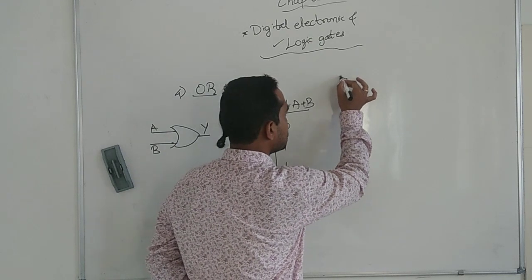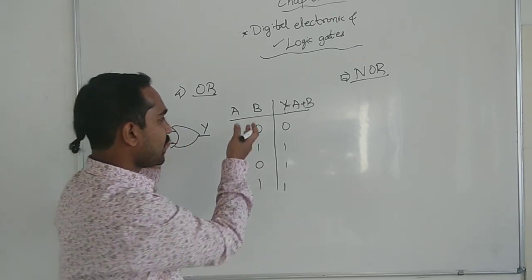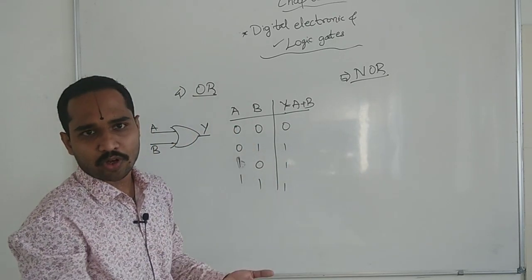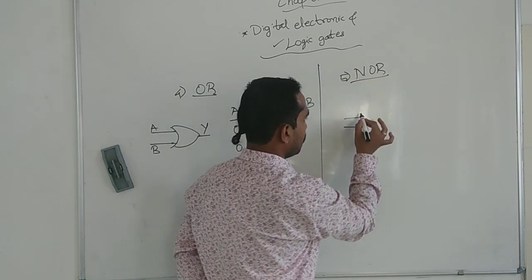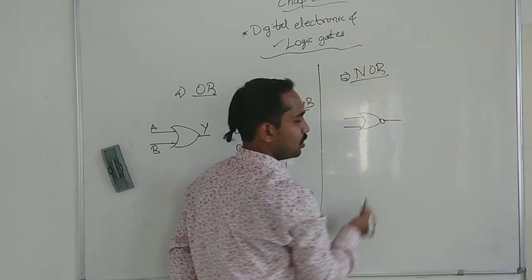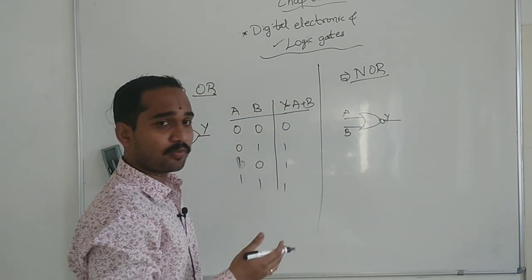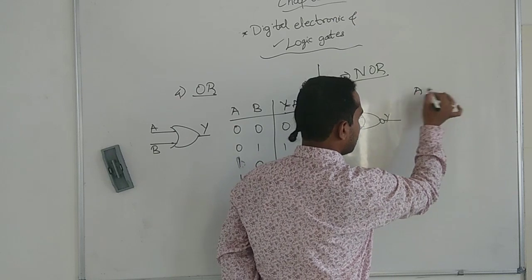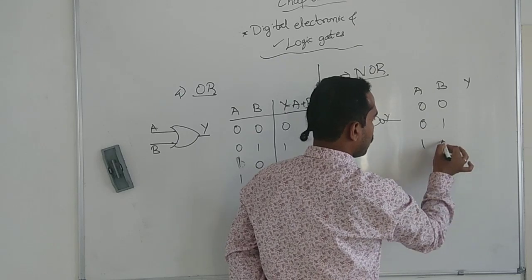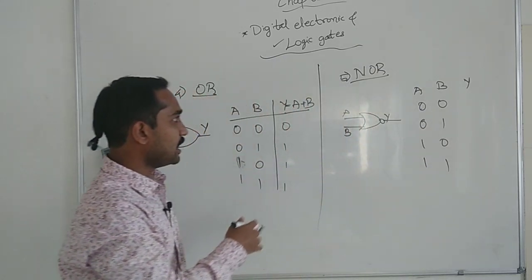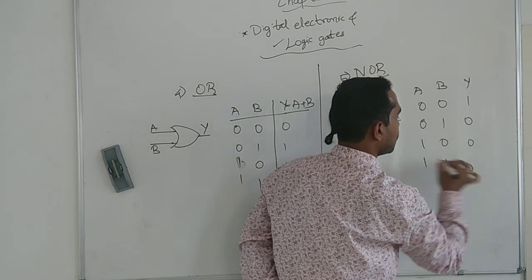And the last one is the NOR gate. Now you can easily know what NOR is. Exactly the complement of the OR gate, the reverse of the OR gate. How can we draw this? Symbol of the NOR gate: OR is there and a bubble over. A, B and Y. What will be your Y? Let us understand here in the truth table. 0, 0, 0, 1, 1, 0, 1, 1. It is the reverse of the OR gate, I am saying. So the output will be 1, 0, 0, 0.